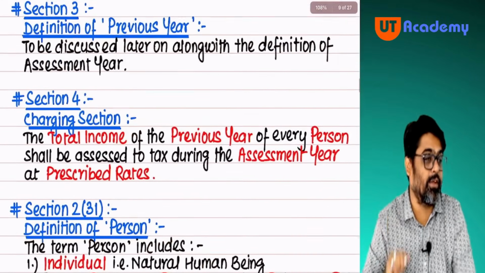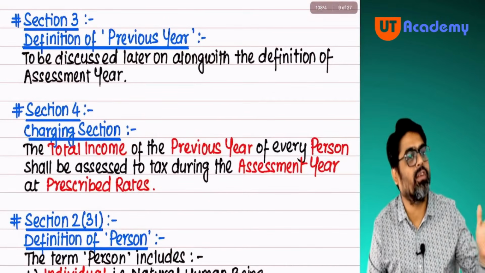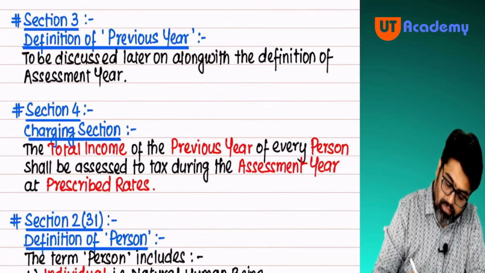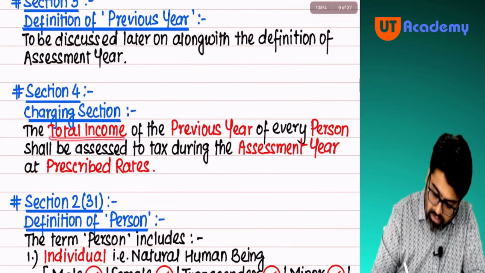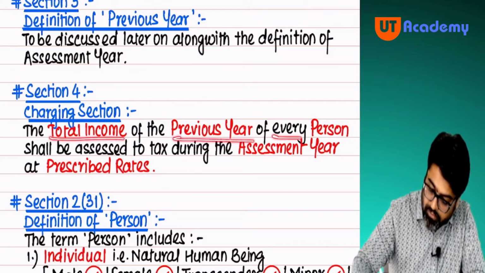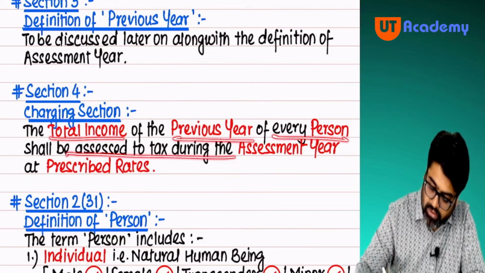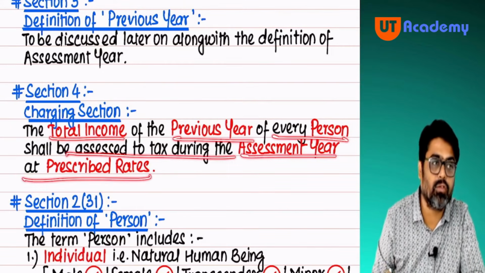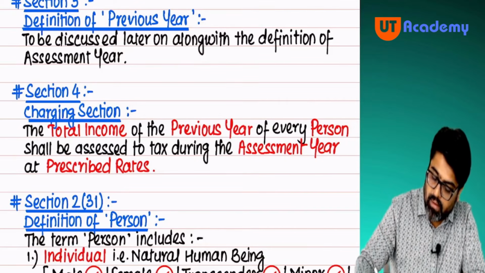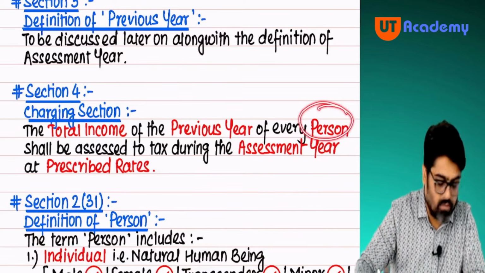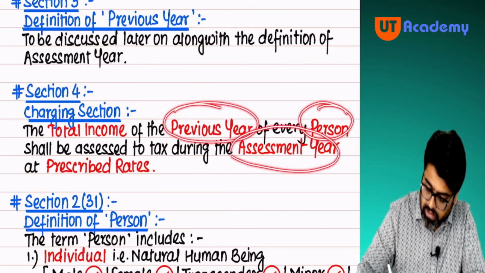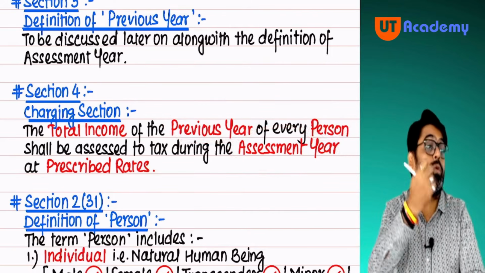Now, coming to the definition of total income, again come to the charging section. We are actually discussing the charging section only, no? So now tell me, the total income of every person shall be assessed to tax during the assessment year, at what rates? Now tell me, have we discussed the definition of person? Previous year is done, assessment year is done. Now we are going to discuss about total income.